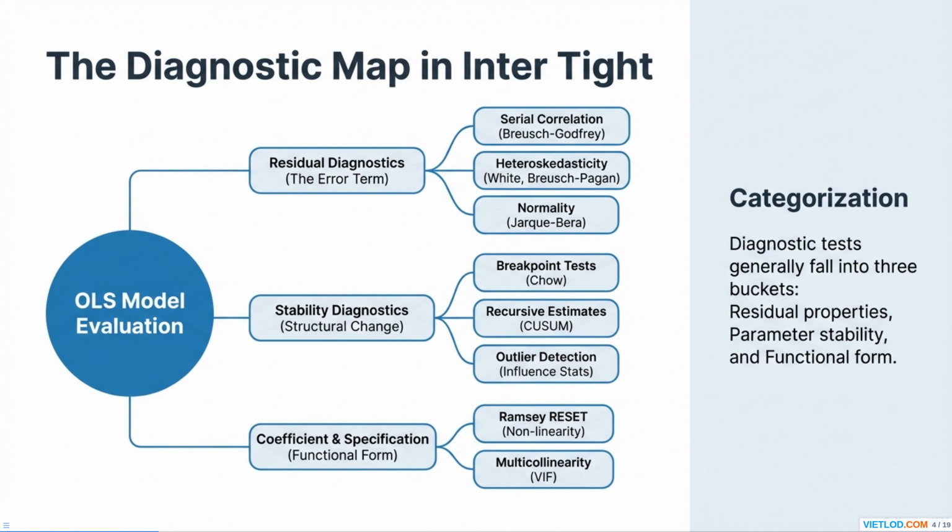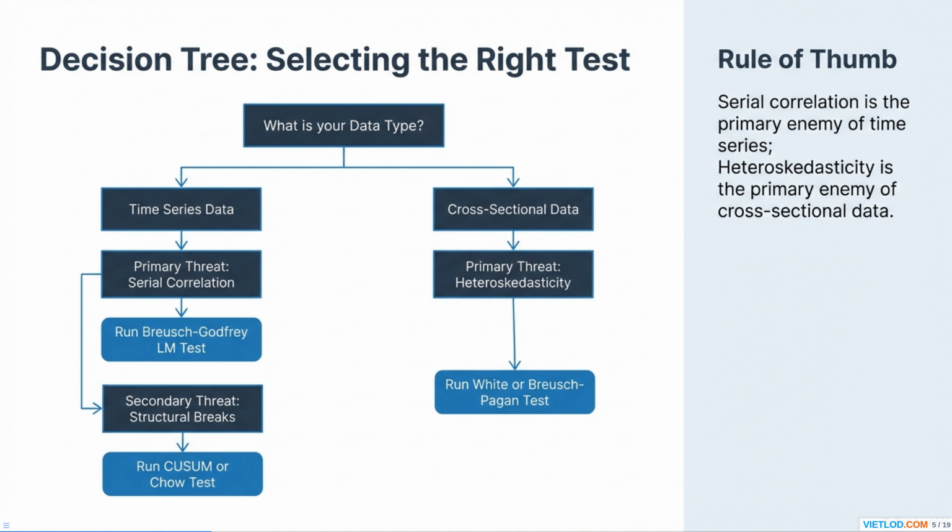The second category is stability diagnostics, focusing on whether the model's parameters remain constant over the entire sample period. Here, we look for structural changes using tests like CUSUM. Finally, coefficient and specification diagnostics ensure the correct functional form of our model, employing tests such as Ramsey RESET for nonlinearity and examining multicollinearity through VIF. By systematically working through this map, we ensure the integrity and reliability of our econometric models.